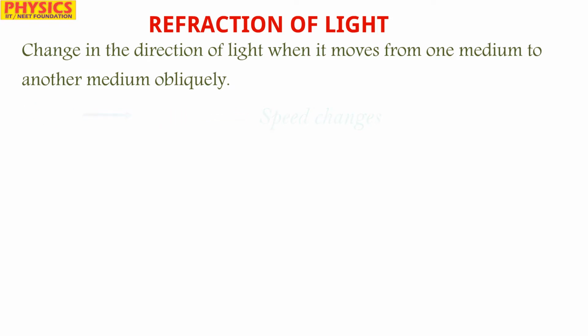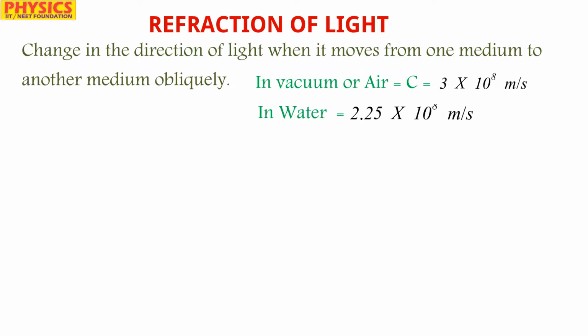So let us observe the speed of light in different substances. In air or vacuum, the speed of light is 3 × 10^8 meters per second. You can imagine the speed of the light. It is very huge, 3 lakh kilometers per second. It is denoted by the letter C. And coming to water, the speed of light is 2.25 × 10^8 meters per second.